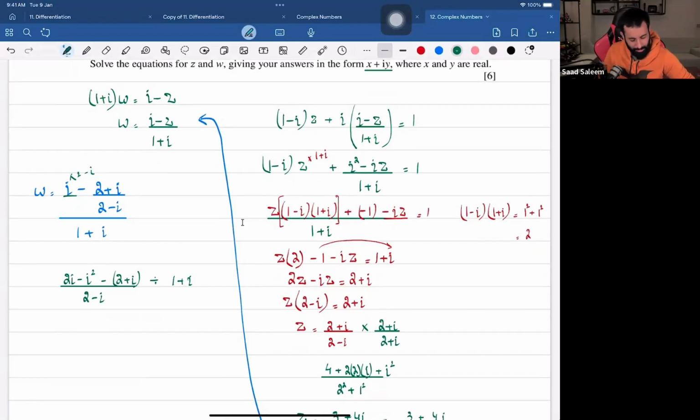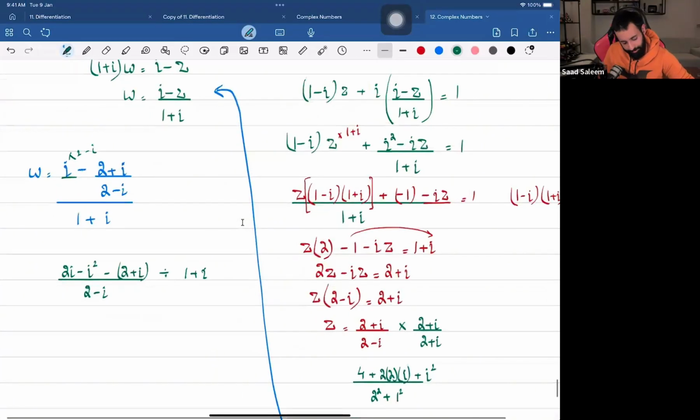Okay, so I'm skipping a few steps here. So this is what we have. 2 iota minus iota. That's simply iota. Minus iota square, which becomes minus minus 1, which is plus 1. And 1 minus 2 becomes minus 1. Divided by 2 minus iota. And this will be multiplied now by 1 upon 1 plus iota.